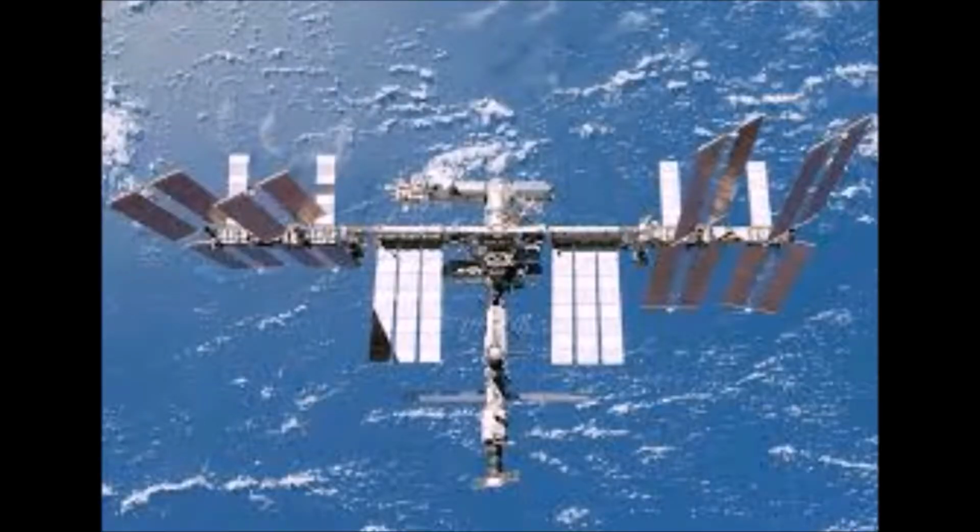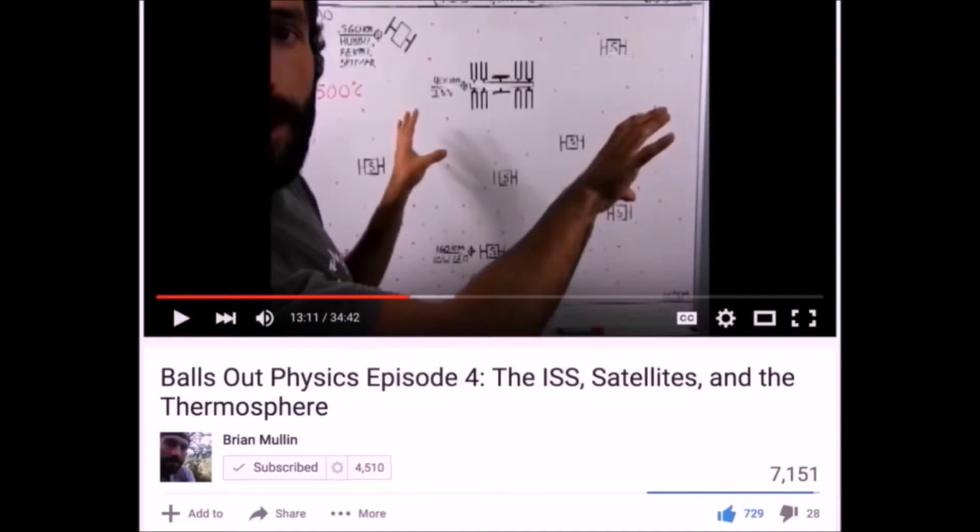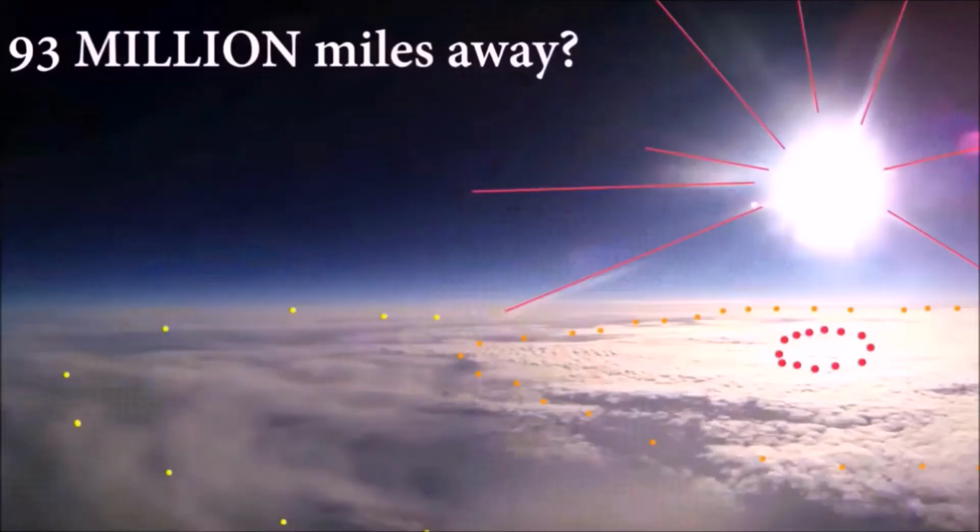The ISS stays perfectly temperatured even though there's no air conditioning. So obviously, something's not right here. And if you want a more detailed explanation of what I'm talking about, watch Brian Mullins, Balls Out Physics, Episode 4, The ISS Satellites in the Thermosphere. And you'll understand it perfectly. Oh, take a look at this photo, dumb motherfucker.